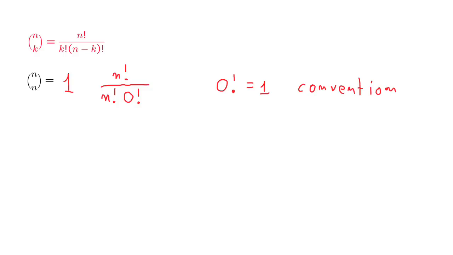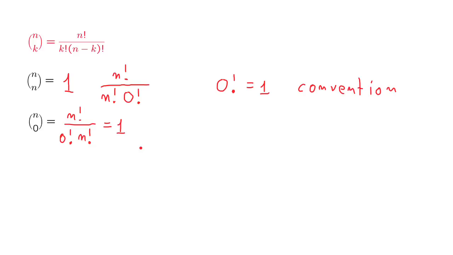Let us look at another extreme case now. The coefficient n choose 0. This time let us start from the formula. The formula tells us that this should be n factorial divided by 0 factorial and divided by n factorial, since the number k is equal to 0. Using the convention that we have, this is equal to 1, so this is again equal to 1.